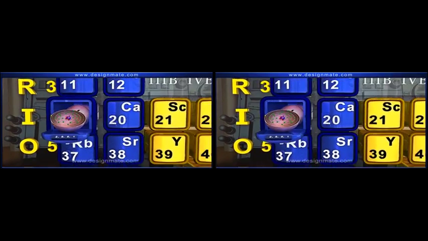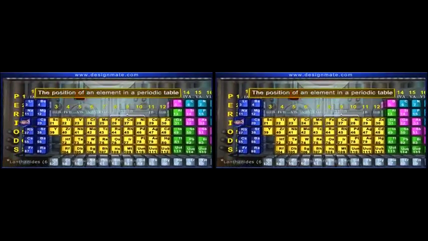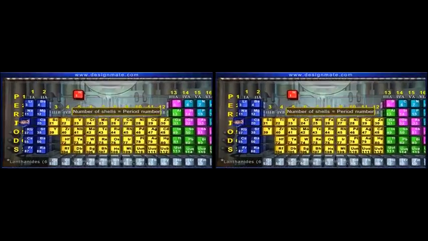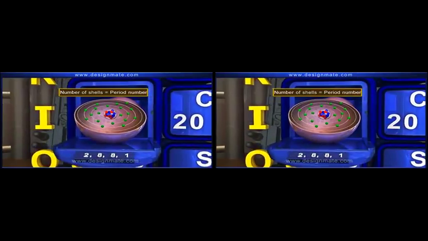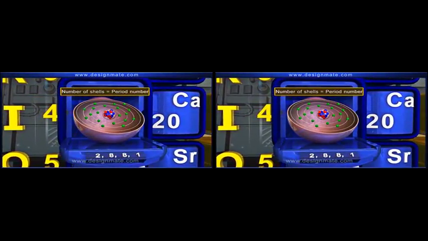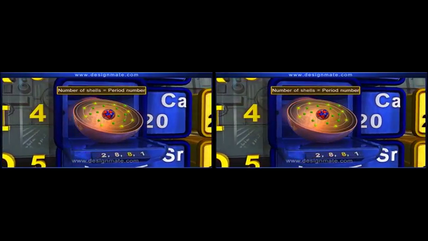The electronic configuration of an element also helps us to decide the position of an element in the periodic table. The number of orbits or shells denotes the period to which that element belongs. Let's continue with the same example of potassium. Its electronic configuration is 2, 8, 8, 1.